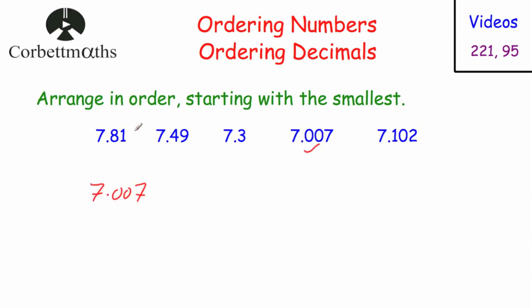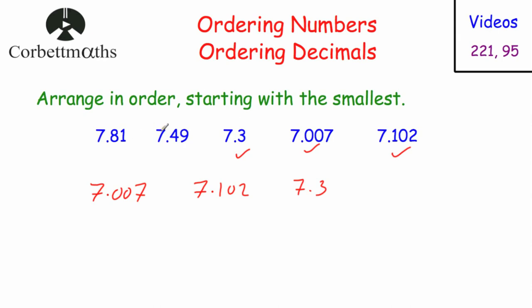Now let's carry on. Let's keep looking at the tenths column. We have 8 tenths, 4 tenths, 3 tenths, and 1 tenth. So our next one would be 7.102. And then carrying on, again we're looking at the tenths column. Now if you did have some numbers which have the same digit in the tenths column, you'd look at the hundredths. So our next number, well, we've got 7.81, 7.49, and 7.3, so that's got a 3 in the tenths column, so that's our next smallest.